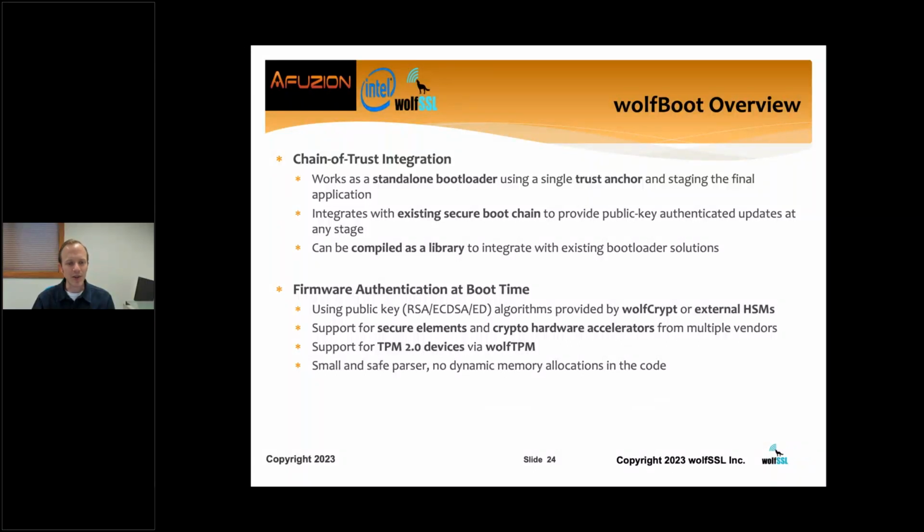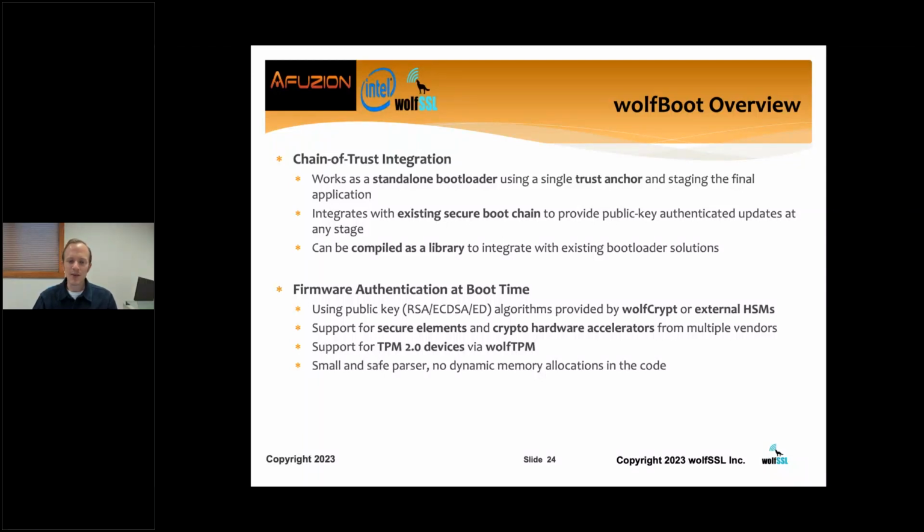Now, at boot time, we do authenticate the firmware. We use public key crypto using RSA or ECDSA or ED25519 or 448. By default, we use wolfCrypt, our cryptography library, but we can easily use an external HSM or secure element if you have that available. A lot of times, having the hardware accelerated crypto can give you performance improvements and also help reduce the code size of the bootloader and the crypto library.